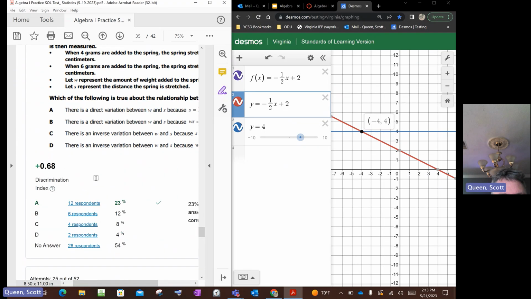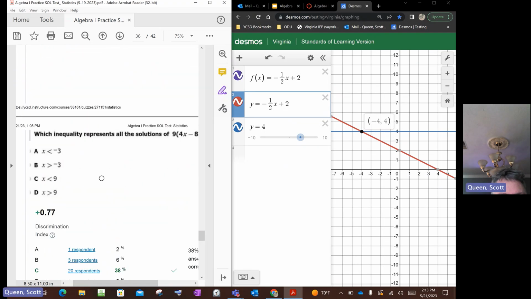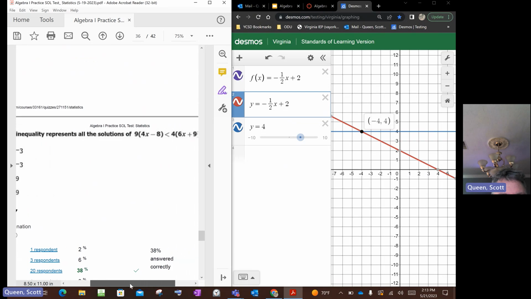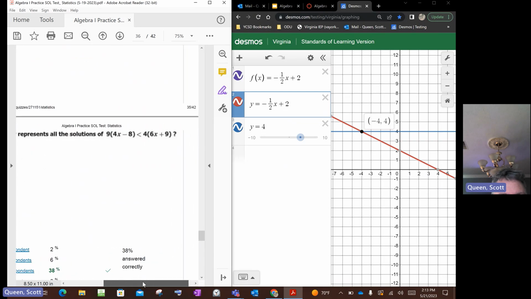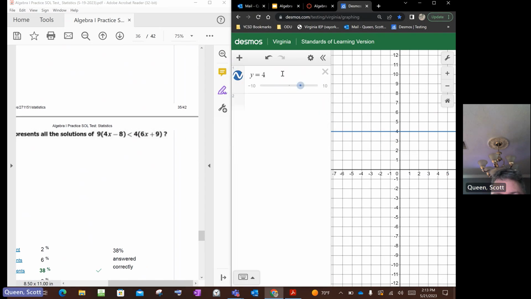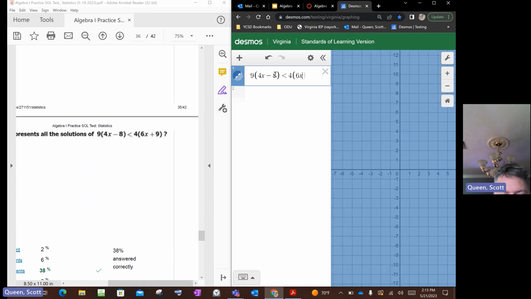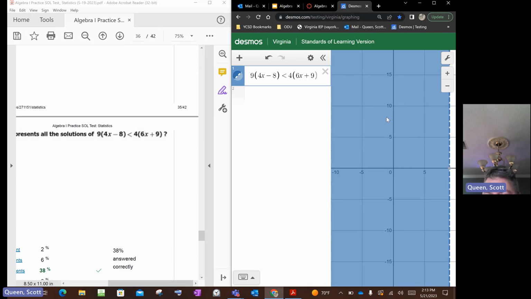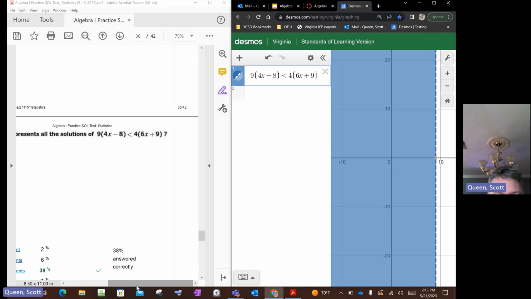Ooh, words, scary, scary. Moving on. All right, so here we go. Which inequality represents all the solutions of this? Well, I see something that needs to be graphed, so let's graph it. So 9 times 4x minus 8 less than 4 times 6x plus 9. I got some nice looking graph here. Now I need to see the edge of the line. There it is. Now they gave me some answers.